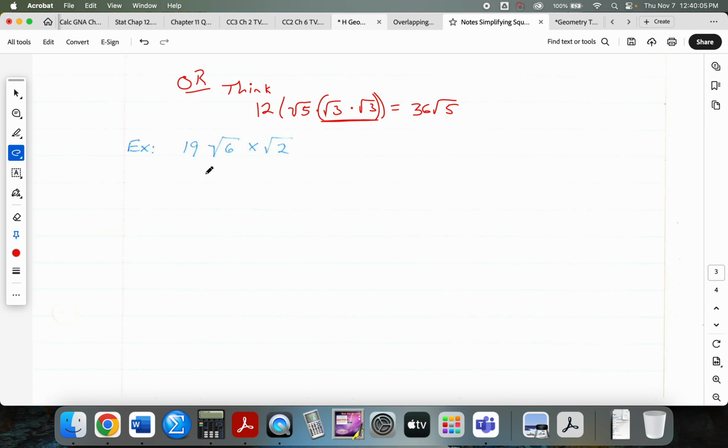Yeah, the square root of 3, if you want to do it that way, it's 19 times the square root of 3 times the square root of 2 times the square root of 2. That's 2 times 19 is 38 square roots of 3. It's a little bit faster. Not a ton, but a little bit.